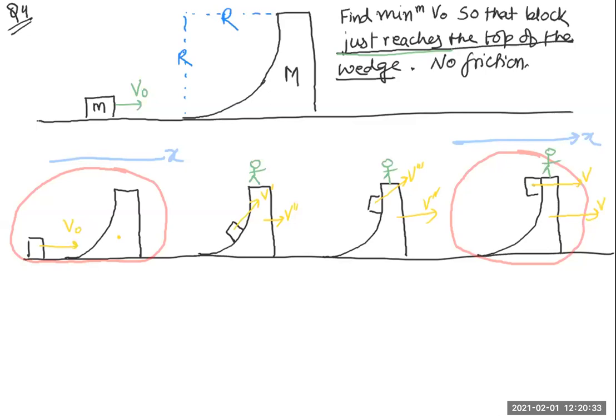Because the block is at rest, because the block has zero velocity with respect to the wedge, this means that the velocity of the block and the velocity of the wedge from the ground must be same. After all, if you are sitting in a train, what is your velocity with respect to the train? Zero. But if I'm looking at you from outside, then your velocity is the same as the velocity of the train. Same thing is existing here as well.